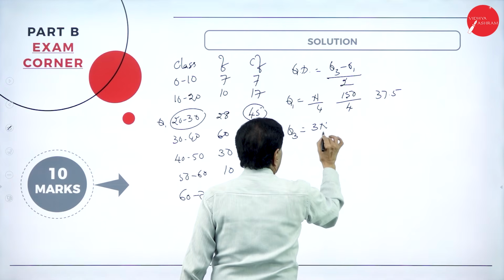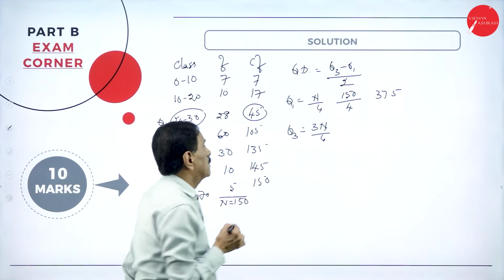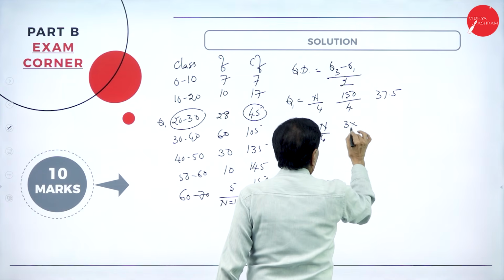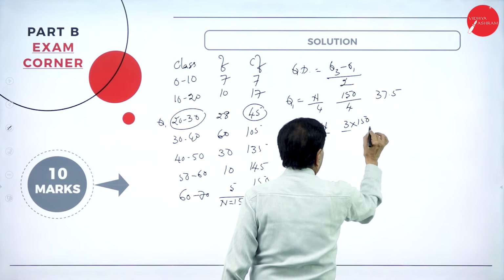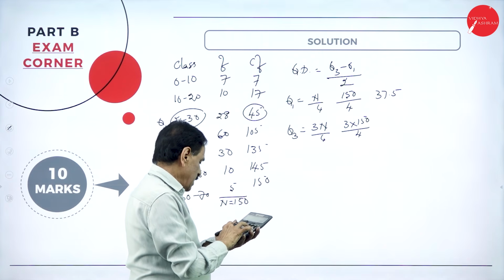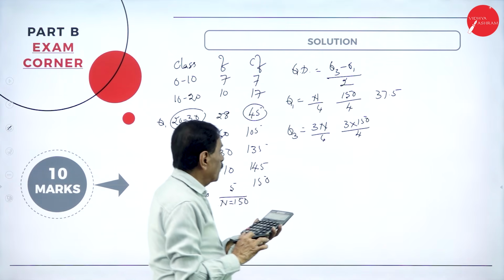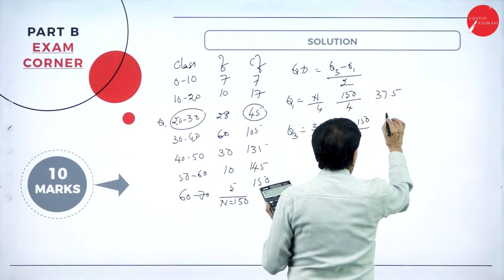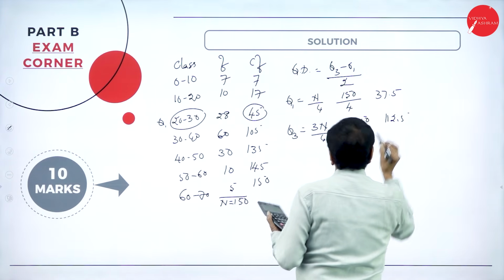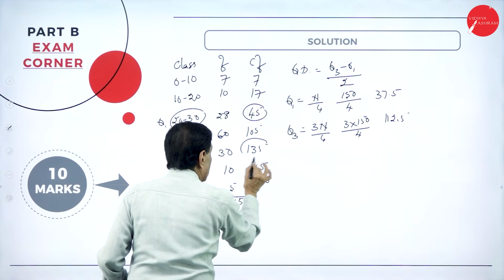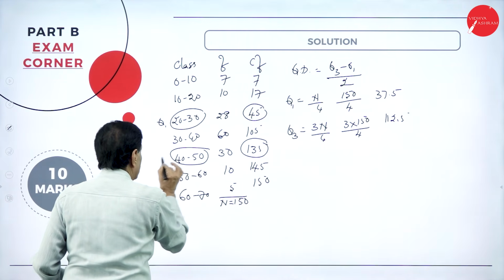Now Q3, 3n by 4. 3 into 150 by 4. That is 3 into 150, 450 divided by 4, 112.5. Find 112.5 under 135. This is Q3.